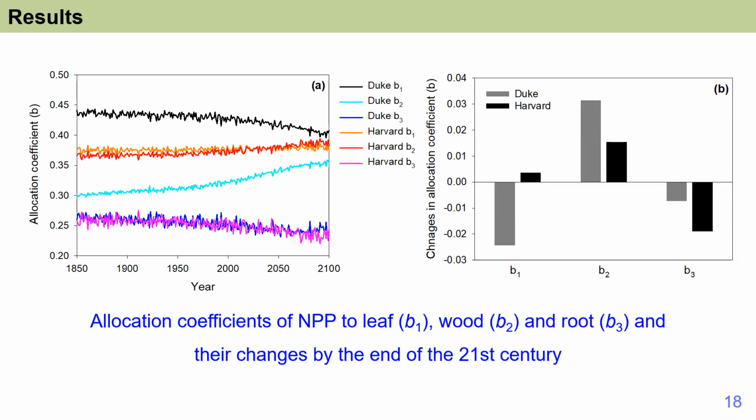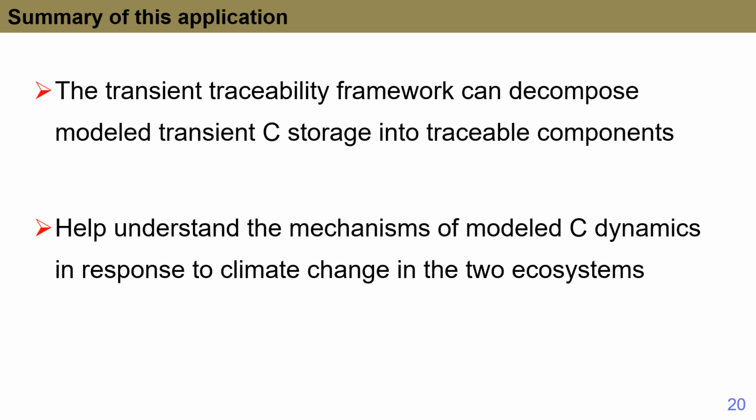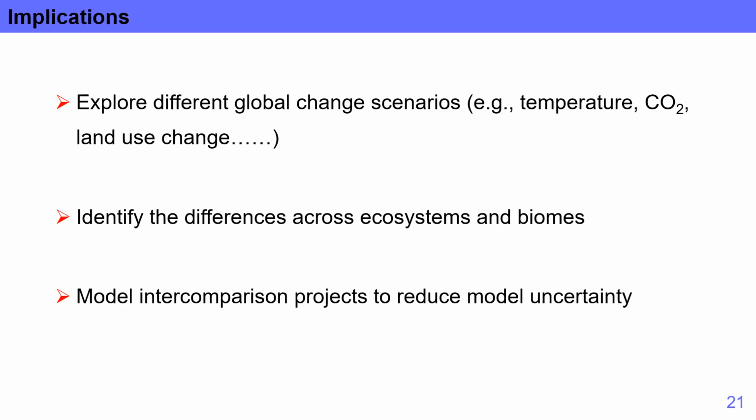Similarly, panel B shows the change by the end of the 21st century. This figure shows that in both ecosystems, about 80% of carbon storage potential is determined by net ecosystem production. To summarize this application, the transient traceability framework can decompose modeled transient carbon storage into traceable components. It can help understand the mechanisms of modeled carbon dynamics in response to climate change in Duke Forest and Harvard Forest.